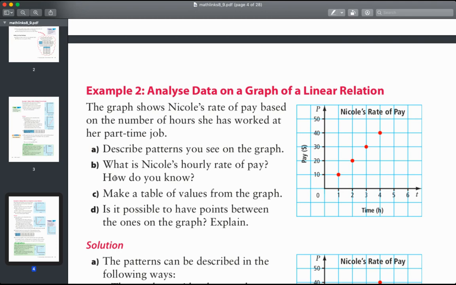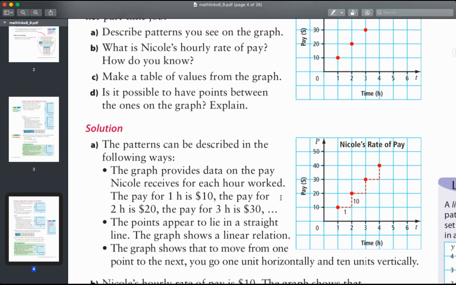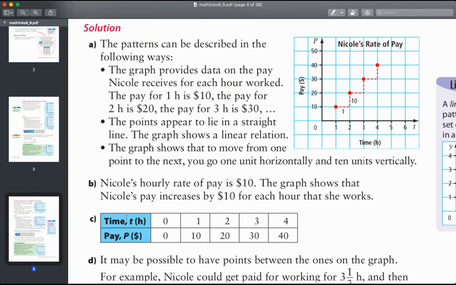Make a table of values from the graph. Well, when I build up my table, this time it's horizontal, my first axis has to be my x-axis, so that has to be my time. So time, and then pay is my y-axis. If you work 0 hours, 0 pay, although that's not a point on the graph. But if Nicole works 1 hour, she makes $10. If she works 2 hours, she makes $20, 3 hours, $30. All of that sits in the table of values.